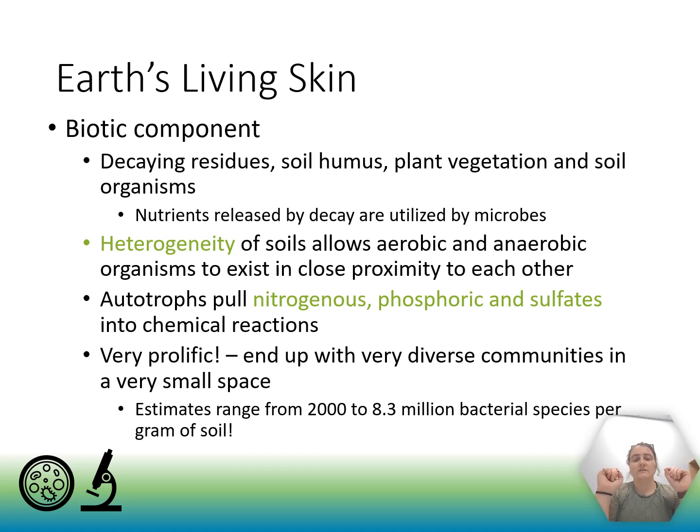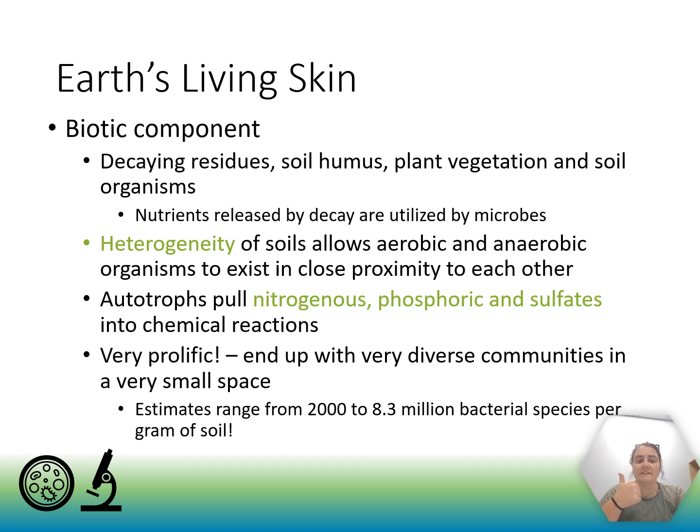Autotrophs in soil are also going to be really important for biogeochemical cycling. They're going to be really important for pulling nitrogen, phosphorus, and sulfates into chemical reactions. Cycling of those three components is really critical to the Earth's natural balance. And there are biogeochemical cycles associated with nitrogen, phosphorus, and sulfate.